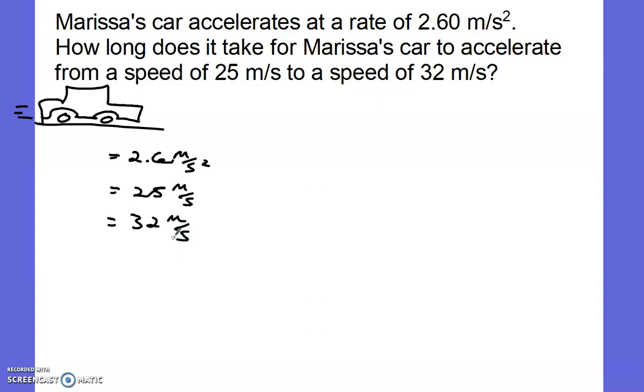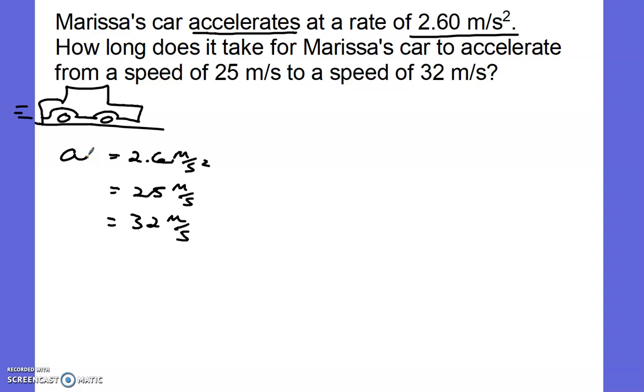Now, not only do we want to write down the numbers, but we also want to write down what letters they represent. This is very important, because labeling the letters will help us decide what equation to use later on. So I'm looking at my problem, and I want to look at the words before each number, which will help me understand what it's representing. It says that she accelerates at a rate of 2.6 meters per second squared. So that represents her acceleration, which is represented by the letter A.